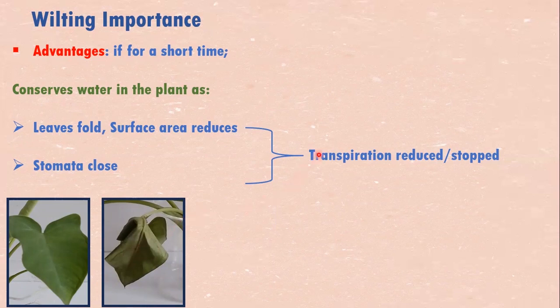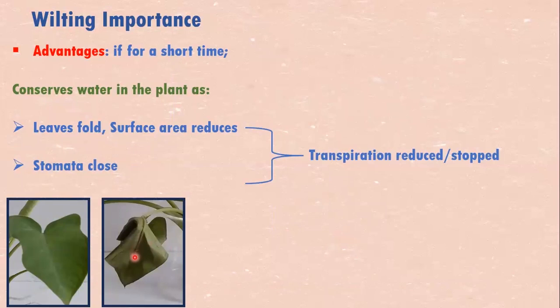Now, transpiration is loss of water from the aerial parts of the plant, like the leaves and the stem, as water vapor. So any water that evaporates from the plant is transpiration. And transpiration continuously goes on all the time. So once the surface area is reduced, transpiration is reduced.